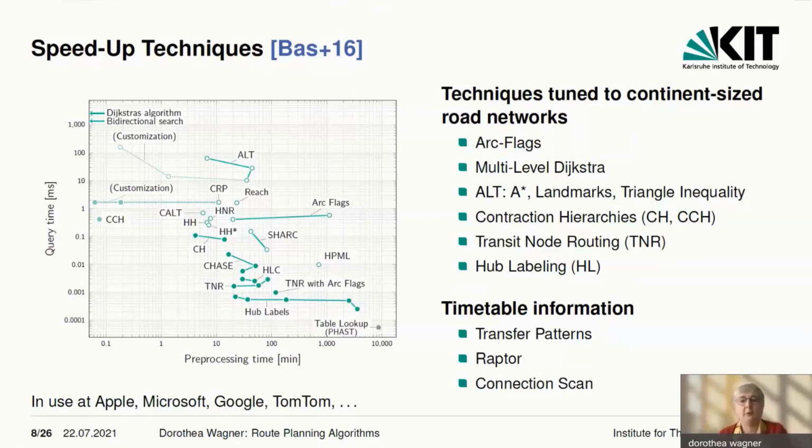But in our talk, we take this problem more from the perspective of people or researchers who really want to come up with techniques that are of relevance in practice. And actually the techniques I will concentrate on, multi-level Dijkstra and contraction hierarchies, are of relevance in practice. Nowadays they are in use in map services like Apple Maps, Microsoft Bing, Google Maps, but also devices by TomTom and so on.